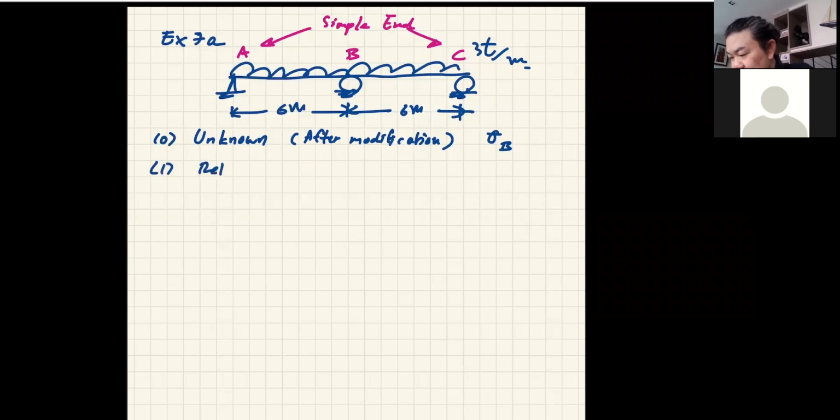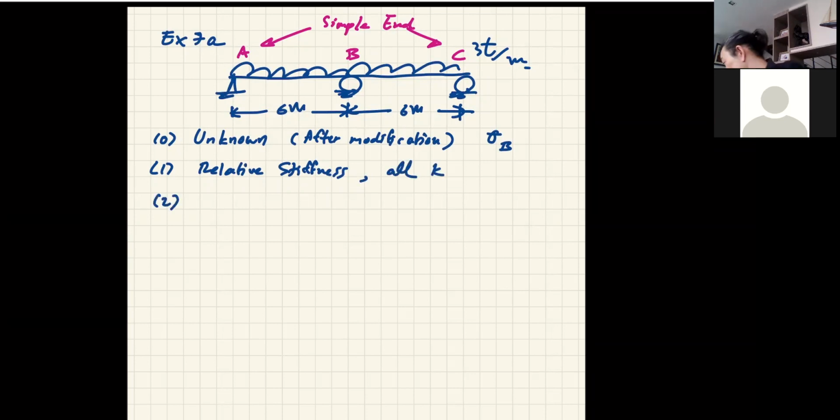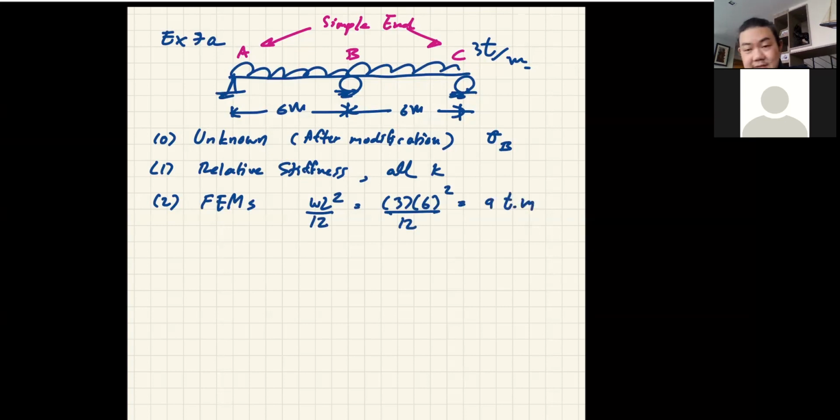Step number one, relative stiffness. Now it's okay, right? Step number two is fixed end moment. So I'll make it short because it's just one page and it's pretty short. Now it's WL square over 12, which is, let's use tons, 36 square over 12. That's a 9-ton meter, okay? So if I select to go with the modified equation, let's look what I'm going to have.